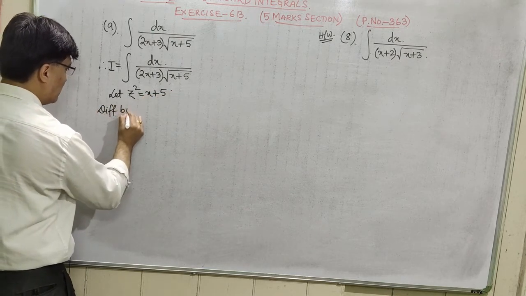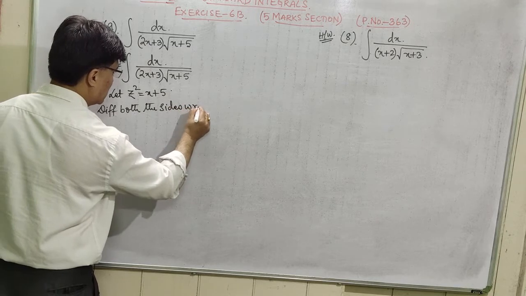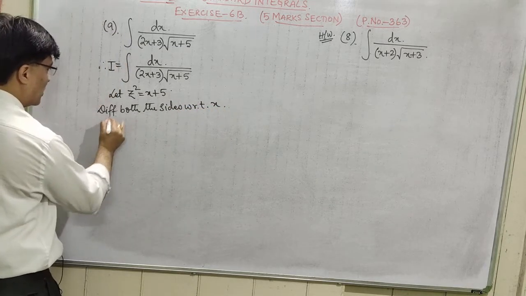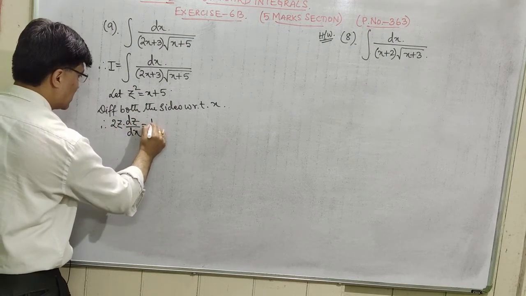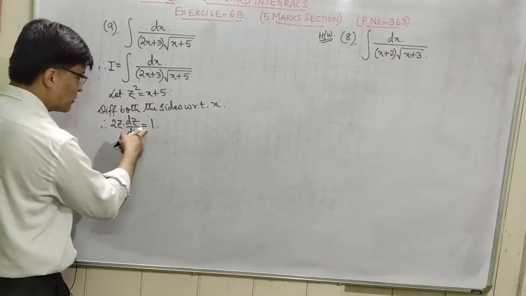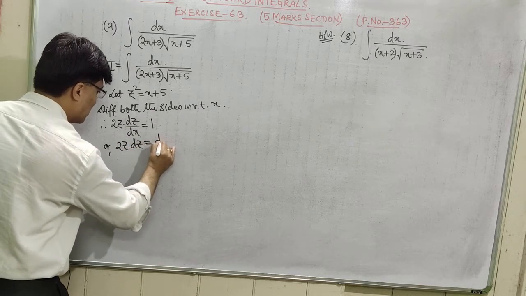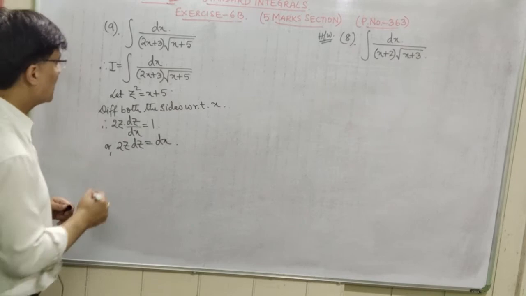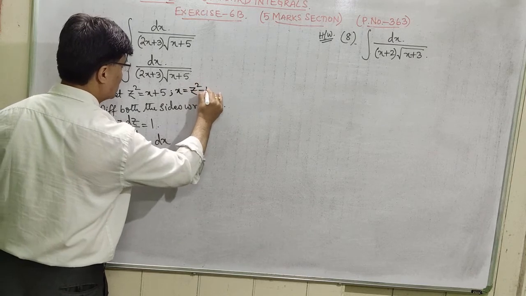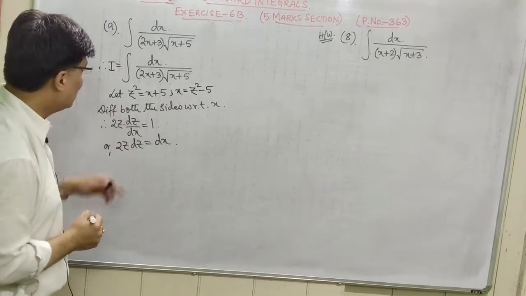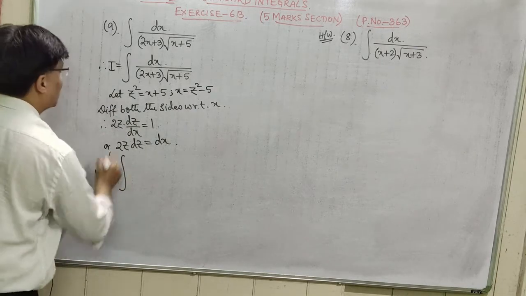Differentiating both sides with respect to x, what is the differentiation of z square? It is 2z dz by dx is equal to 1, since the differentiation of x with respect to x is 1, and for 5 it is 0. Let us cross multiply: 2z dz is equal to dx. And from here you have to get the value for x also. X is equal to z square minus 5. Let us put these values in I. Therefore I is equal to the integration of, this is dx.